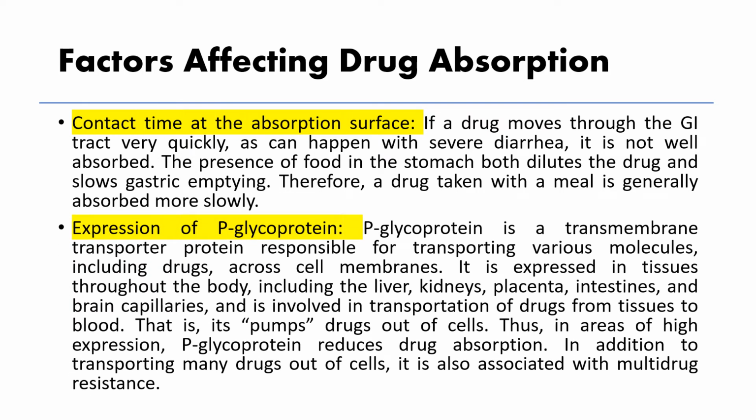Expression of P-glycoprotein. P-glycoprotein is the transmembrane transporter protein responsible for transporting various molecules, including drugs, across the cell membrane. It is expressed in tissue throughout the body, including the liver, kidney, placenta, intestines, and brain capillaries, and is involved in transportation of drug from tissues to the blood. That is, it pumps drug out of the cell. Thus, in area of high expression, P-glycoprotein reduces the drug absorption. In addition to transporting many drugs out of the cell, it is also associated with multi-drug resistance.